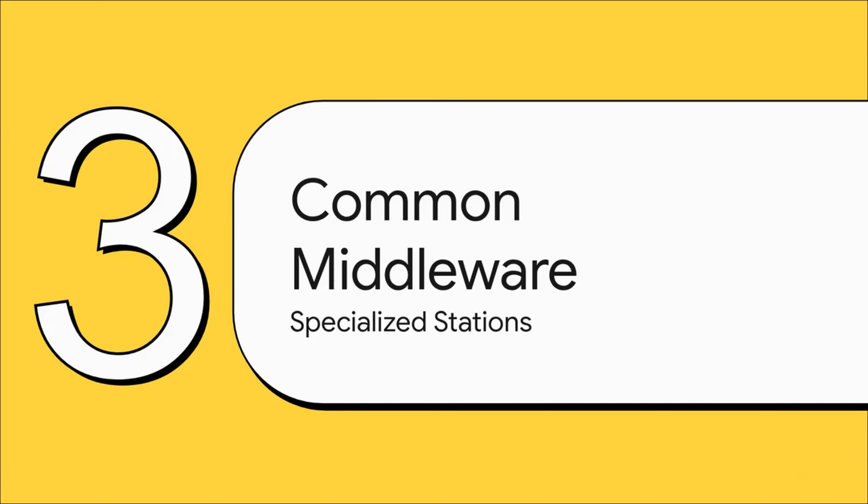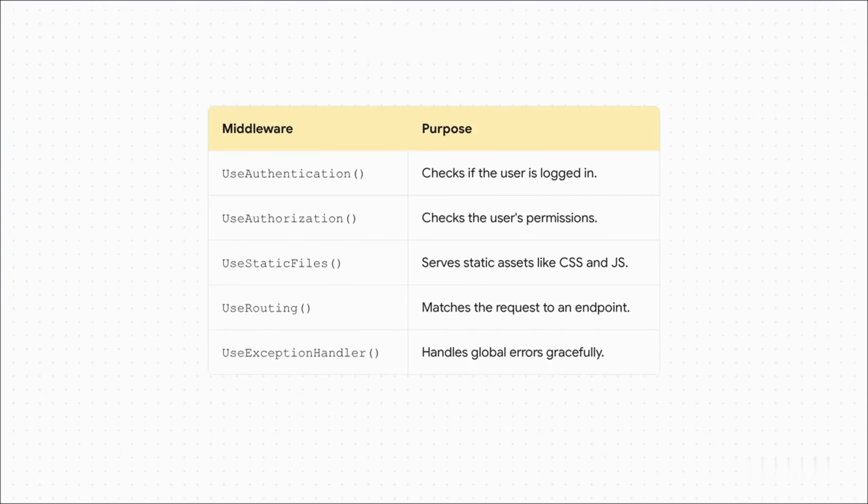All right, let's make this more concrete. We're going to look at some of the common off-the-shelf middleware that you're going to be using all the time in ASP.NET Core. These are like your specialized workers on the line. You've got UseRouting, which is kind of like the traffic cop, figuring out exactly where this request needs to go. Then you have UseStaticFiles. That's your warehouse worker, grabbing the CSS or JavaScript files. And then UseAuthentication. Well, that's your security guard right at the front gate.